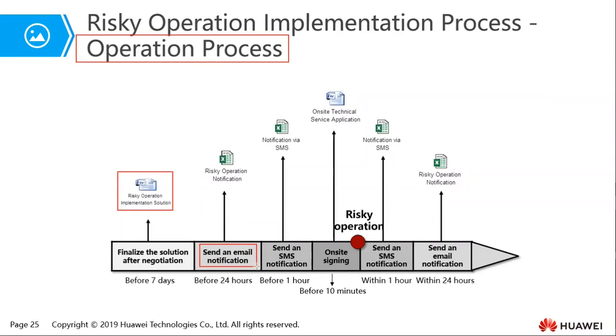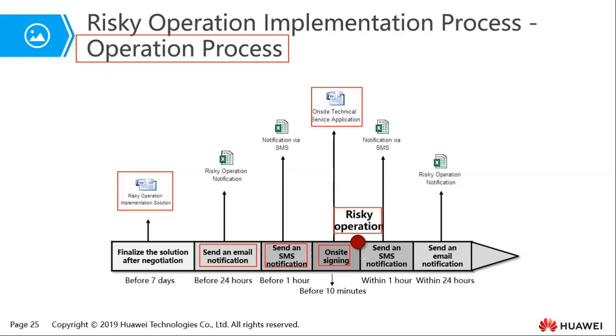You need to send an email notification to the customer. 1 hour before, you need to send another notification. Then 10 minutes before, you need to be on site and sign any binding legal documents that are needed for the implementation of the risky operation. After doing that, you can implement the risky operation.